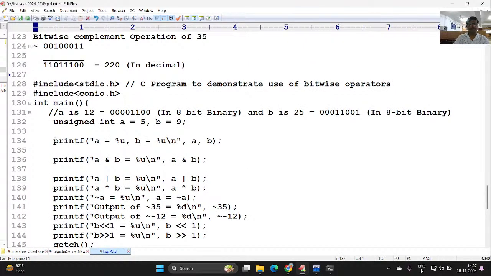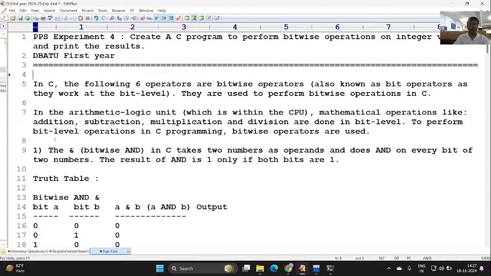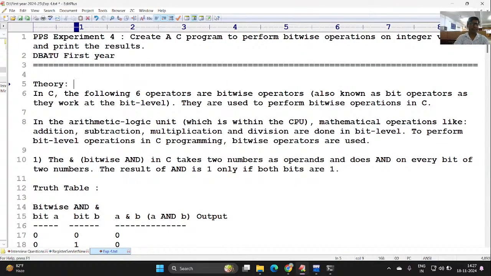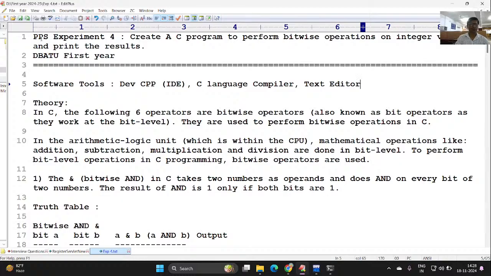Okay, guys. Fine. So this is the theory, and these are the software tools. What I use: Dev C++ is an IDE, and here I use a GCC compiler, or C language compiler, and you can call it a text editor. Okay, fine, guys. So done.